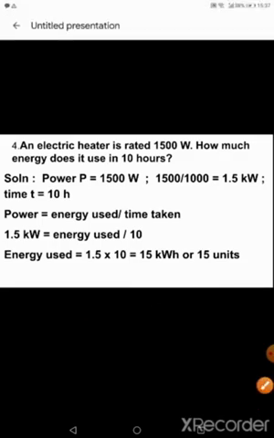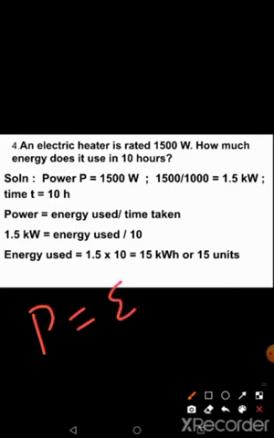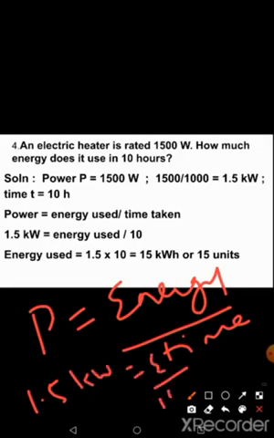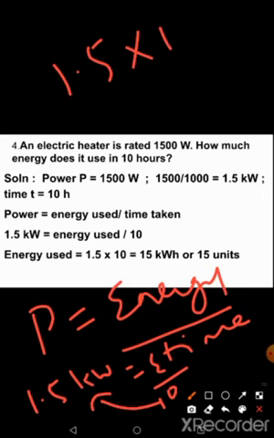Now, you know the formula for power. Power is what? Energy consumed. I'm just writing it as energy. Energy used upon time. Time is given as 10 hours, right? So in the place of power, it is 1.5 kilowatt. Energy we don't know, so I'll write it as E. Time is 10. So I want energy, which means this 10 should go there. So what will happen? It will become 1.5 into 10, which is equal to 15.